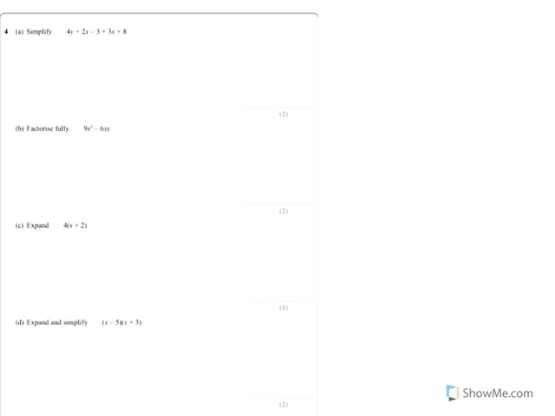Question 4. 4a is simplify 4y + 2x - 3 + 3x + 8. This is a case of collecting all the like terms. So we've got a y term there, we've got a plus x and another plus x there. We've got minus 3 and a plus 8. So if we collect all those like terms, we've got 4y, there's only one y term there. We've got 2x plus 3x, which is 5x, and then we've got minus 3 plus 8, which is going to be plus 5.